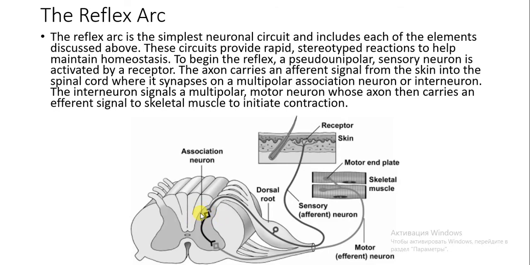The association neuron is sometimes called an integrative neuron, and it switches the signal to the motor neuron. The motor neuron causes the activation of skeletal muscles or smooth muscles, or any other reflex, so any other activity which is made by motor neuron activation.